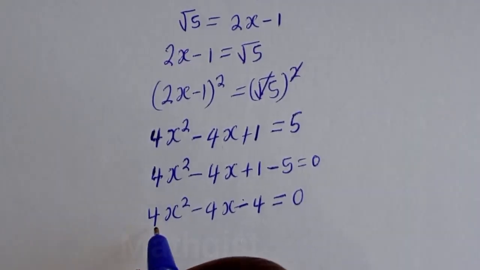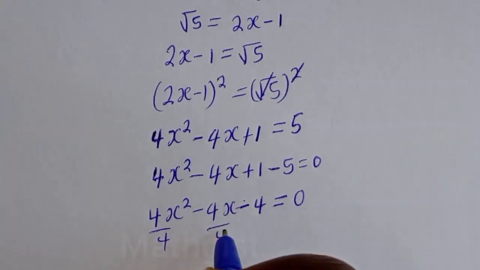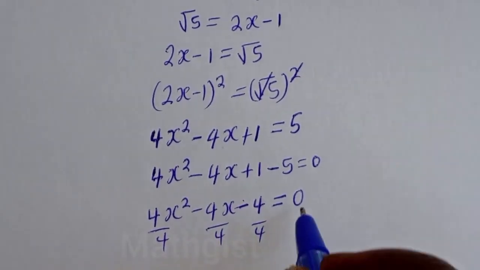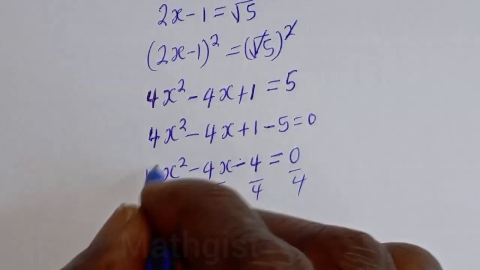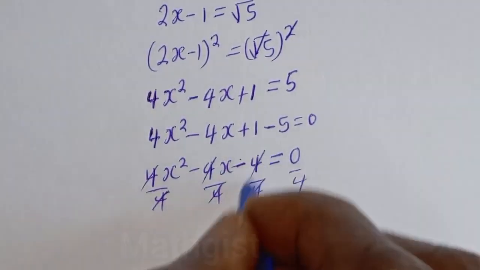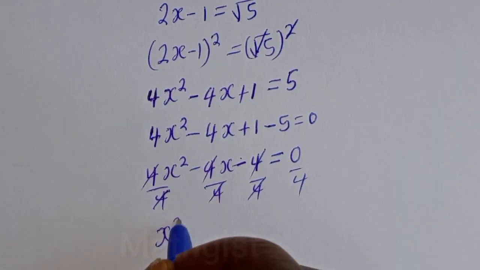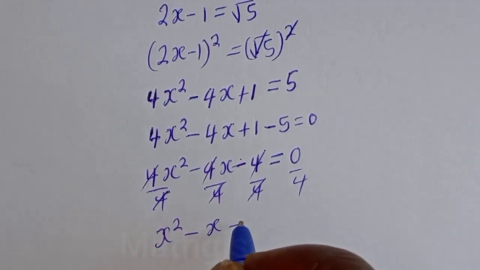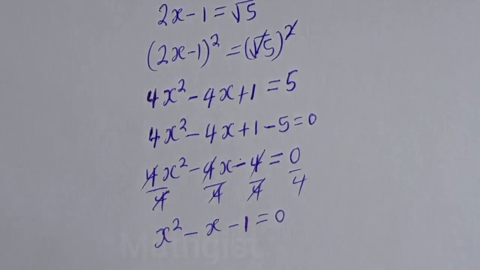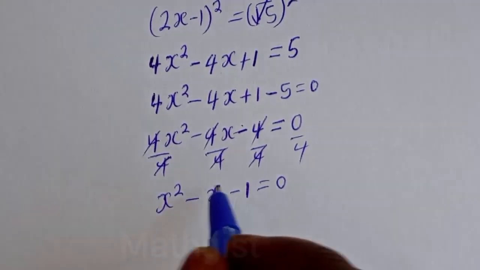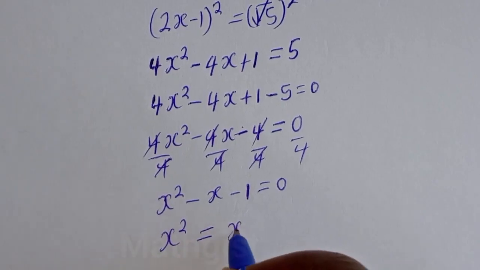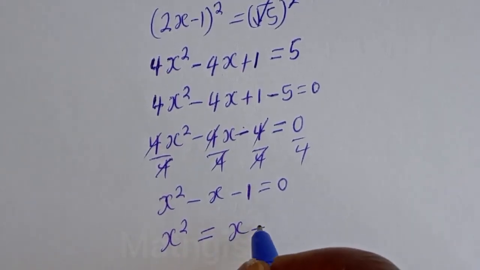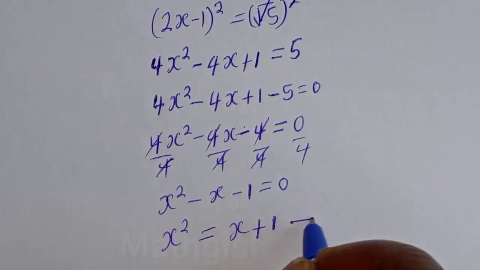Let's divide all through by 4. Divided by 4, divided by 4, divided by 4. This will cancel this, cancel this, and this cancel this. x² − x − 1 is equal to 0. Now from here, x² is equal to x + 1. Let's call this equation star.